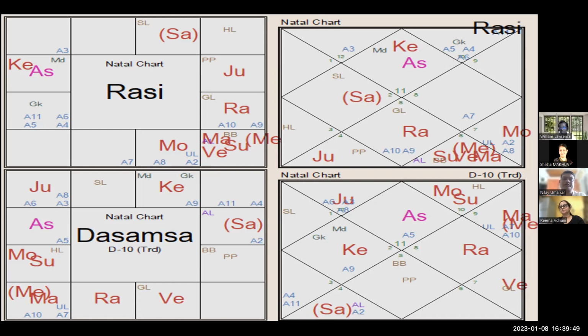We have 10 hours of discussion. I think we'll be seeing more than about 75 charts, perhaps 200 charts. We'll be discussing all these rules in detail. For each point which I've mentioned, we'll be seeing at least five charts. And just on finding what the profession is, the last class is only about the Dasamsa and profession.